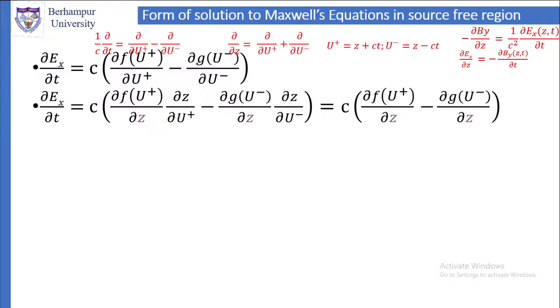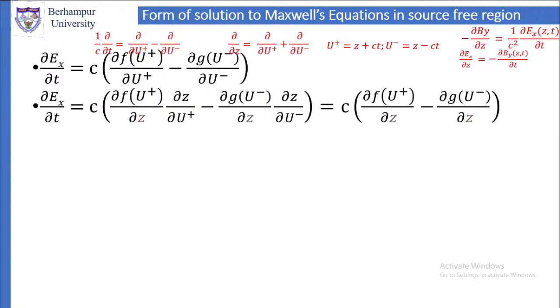So ∂Ex/∂t is equal to c. We'll use the chain rule using z. Ex is a function of z and Ex is a function of t, so we'll use the chain rule using z. ∂Ex/∂t is equal to c ∂f/∂u plus.